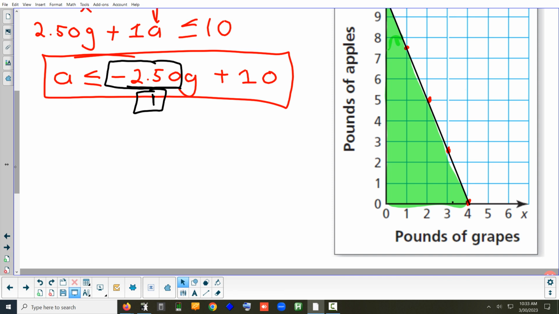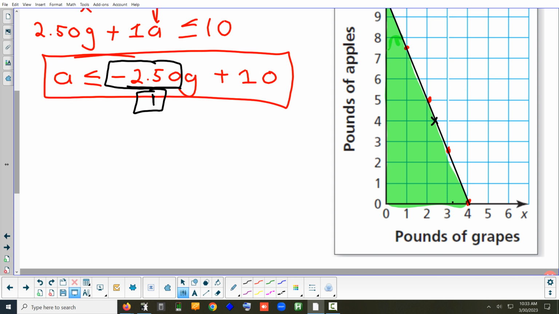What's something else we could try to buy? Yep, 2.5 pounds of grapes, okay. And how many pounds of apples? 4. 2.5, and then 1, 2, 3, 4. So that puts us, I think, right on the line. So we can just barely afford that, but we're going to spend all our money to do that.